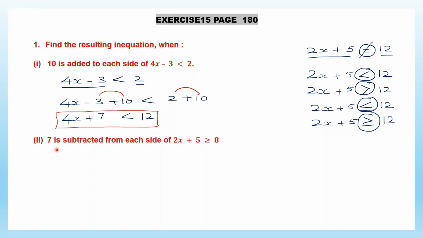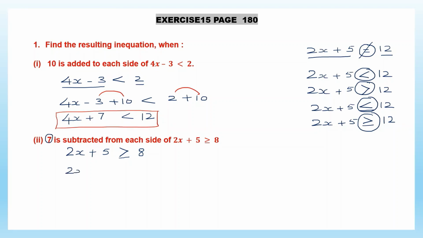Question 2. 7 is subtracted from each side. Find the resulting inequation when 7 is subtracted from each side of this mathematical statement. We know the property that if you add or subtract numbers from both sides, the inequation remains the same. So let's write down what is given to us. We have 2x plus 5 is greater than and equal to 8, where the line below the symbol means greater than and equal to. This is the inequation given to us and we've been asked to subtract 7 from each side.